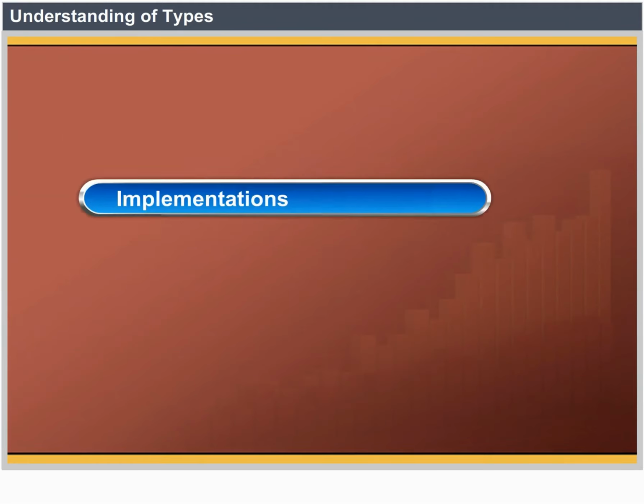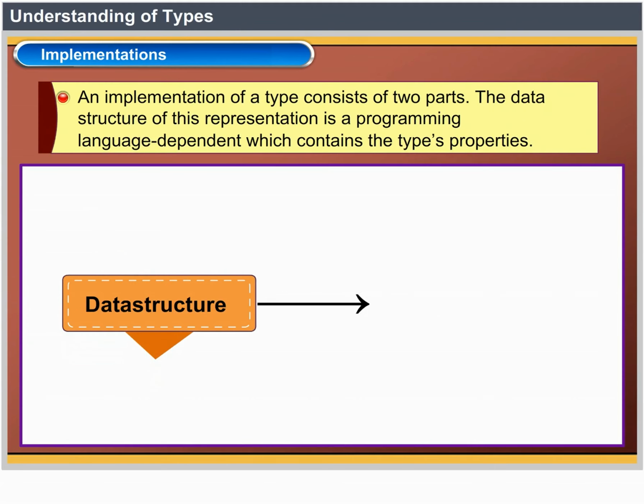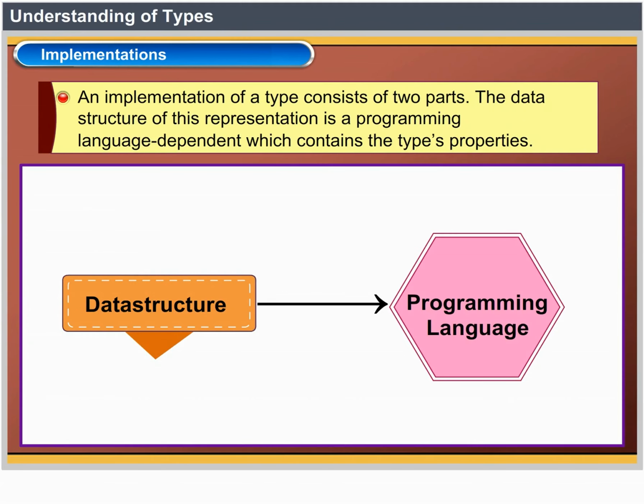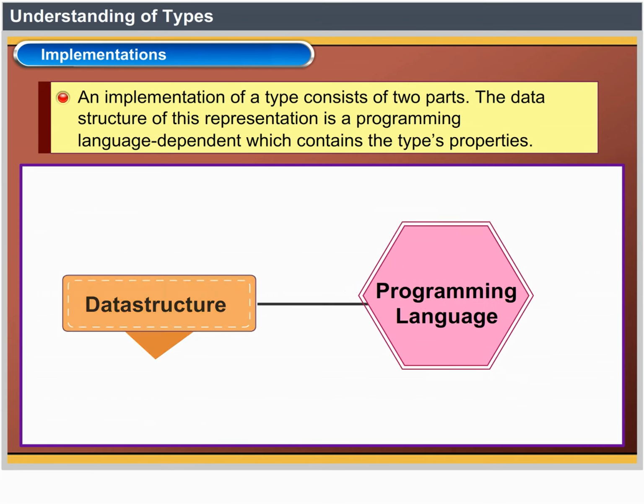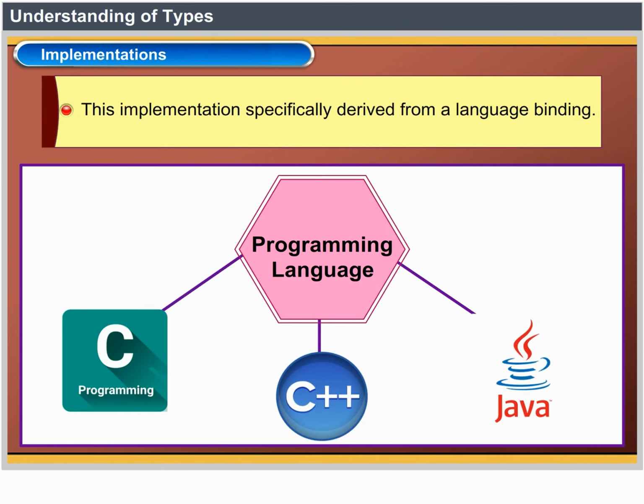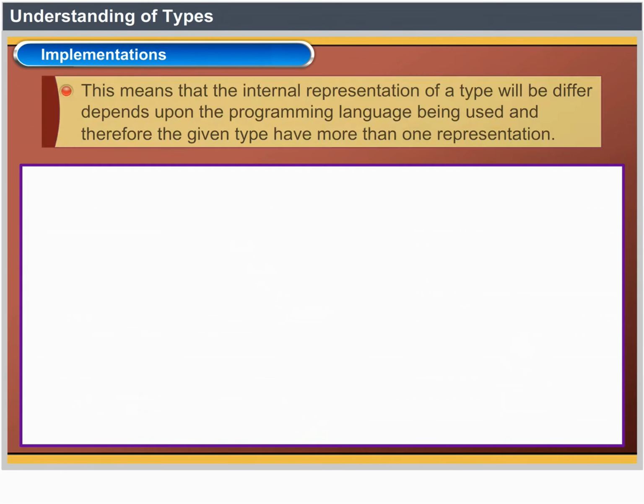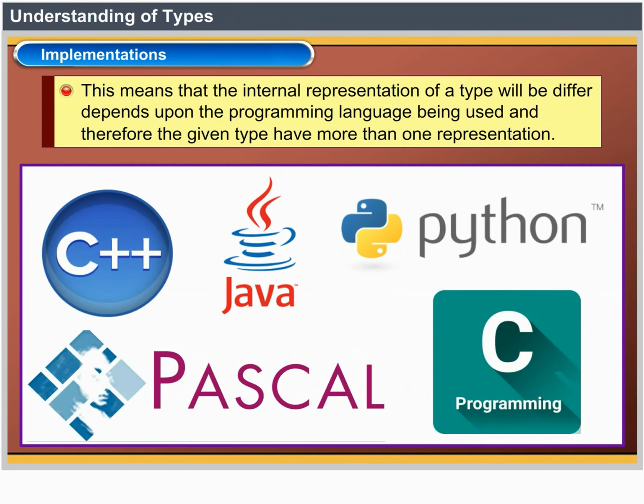Implementations. An implementation of a type consists of two parts. The representation is a programming language-dependent data structure containing the type's properties. The specifics of the implementation come from a language binding. This means that the internal representation of a type will be different depending on the programming language being used, and that a given type therefore may have more than one representation.